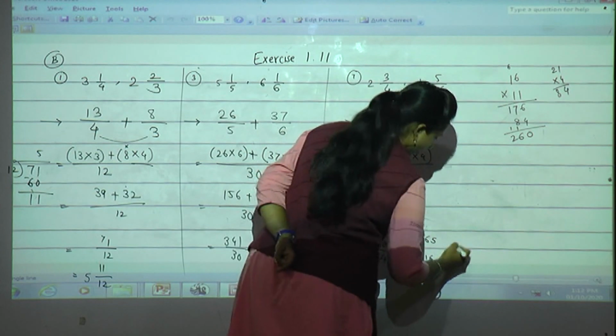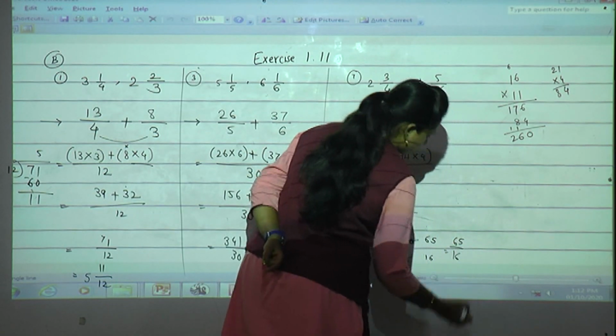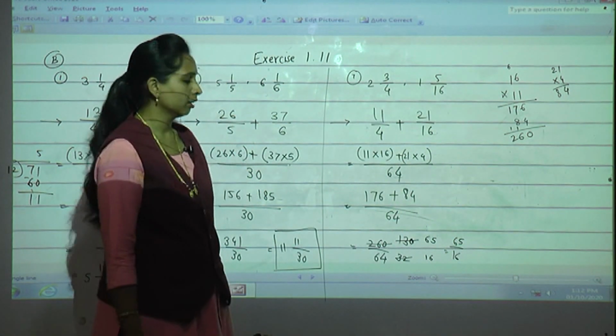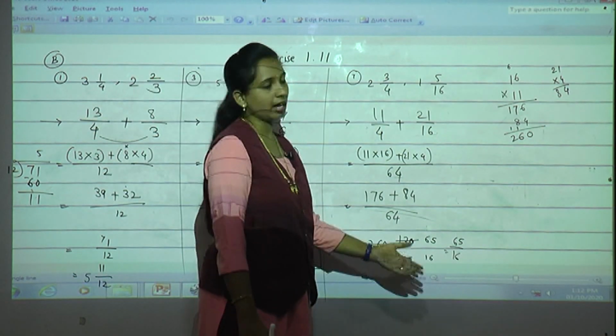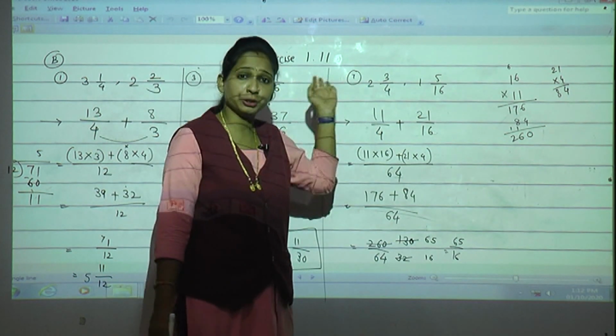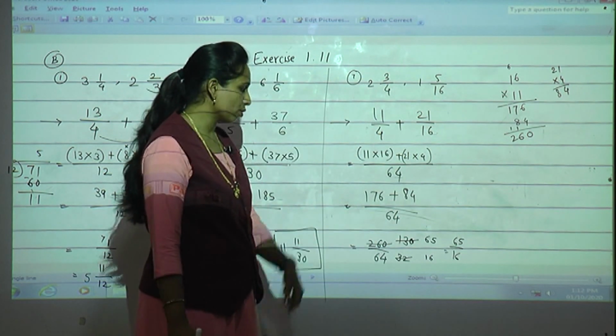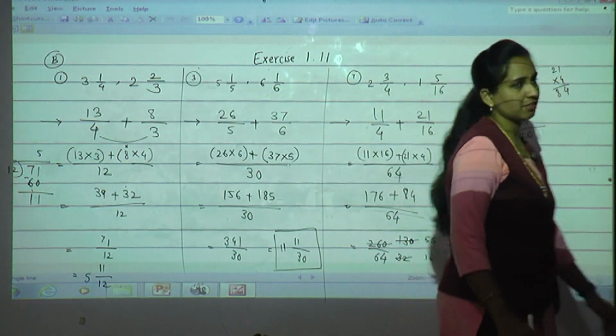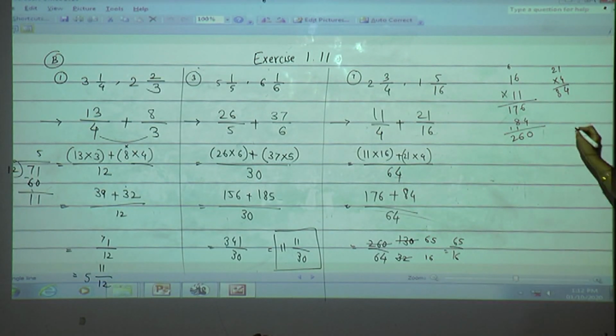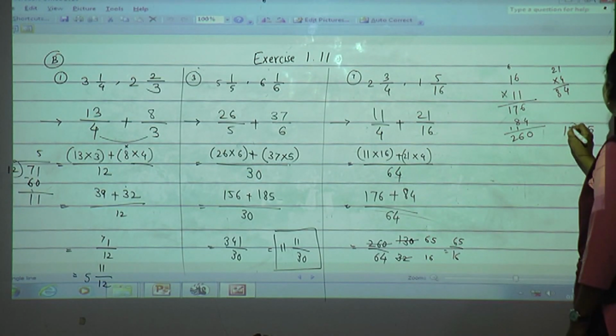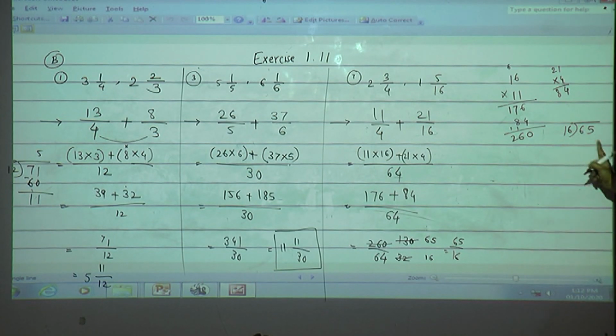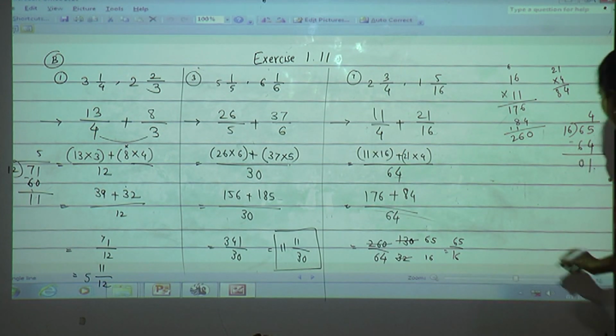Now what is remaining here? 65 divided by 16. Now this is an improper fraction. Again, the question has been given in mixed fractions, so the answer also we have to find in mixed fraction. So we will divide this number, 65 divided by 16. In the 16 table, is 65 there? No. Then what is there? 16 4s are 64. See what will remain? 1.